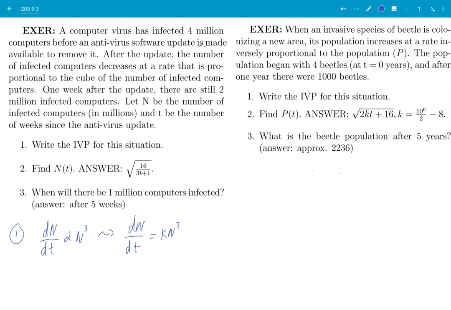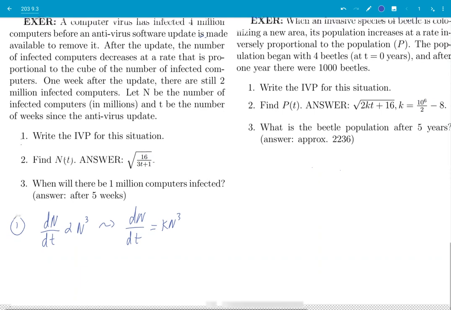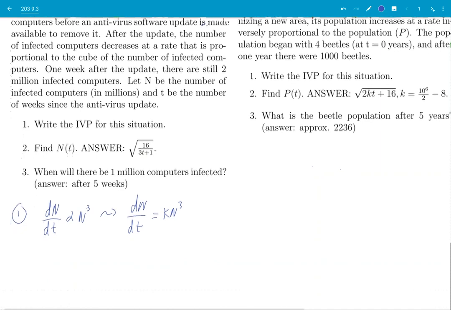Now, what are my initial conditions? So time is the number of weeks since the update. They say 1 week after the update, I have 2 million infected computers. So n of 1, I'm just going to write it as 2, where the 2 is understood to be 2 million.